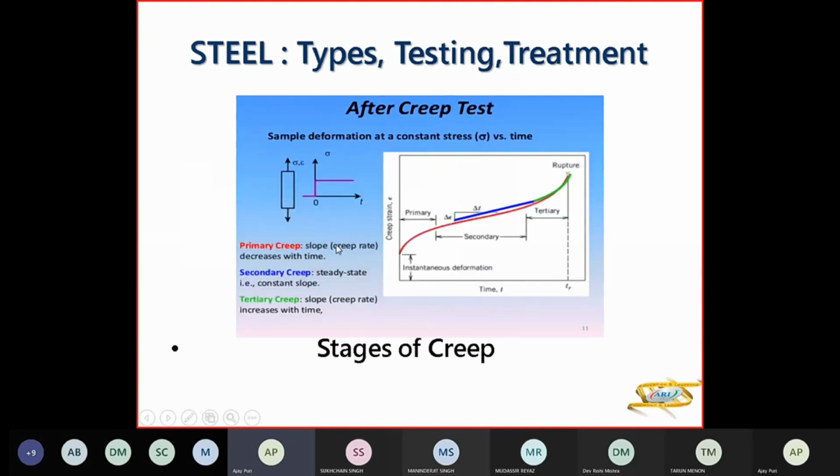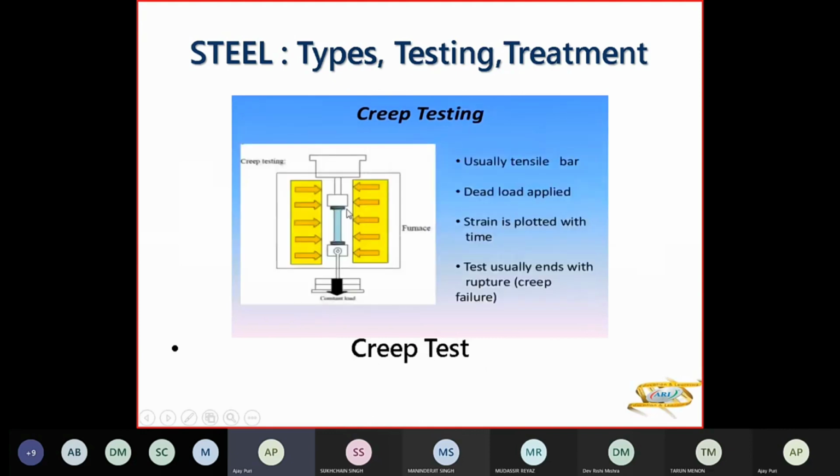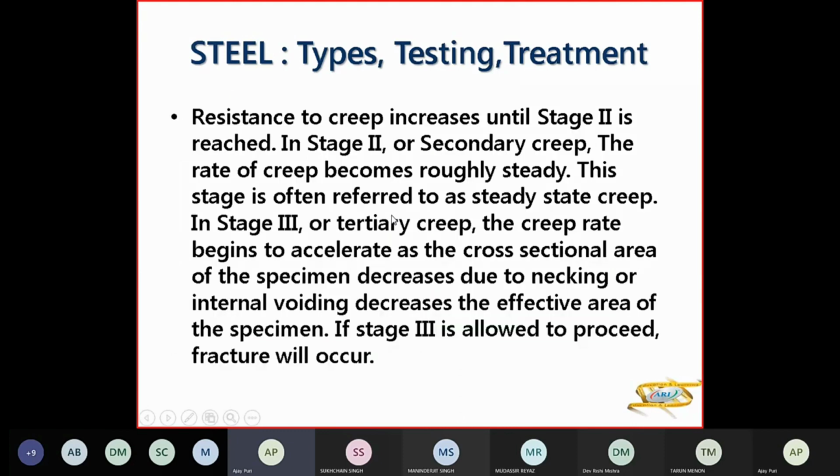Now in this you have primary, secondary and tertiary creep. So primary creep is when your slope is decreasing with time. Secondary creep is when this is a constant slope, and tertiary is when your slope is increasing with time, and then you'll have your rupture here. So this diagram also you have to make in the creep test, plus this diagram. You have to make both diagrams.